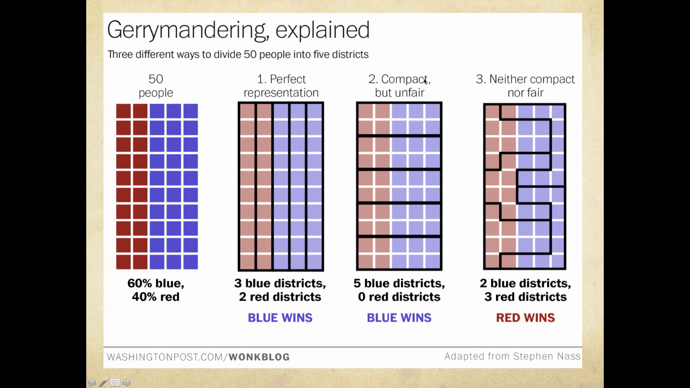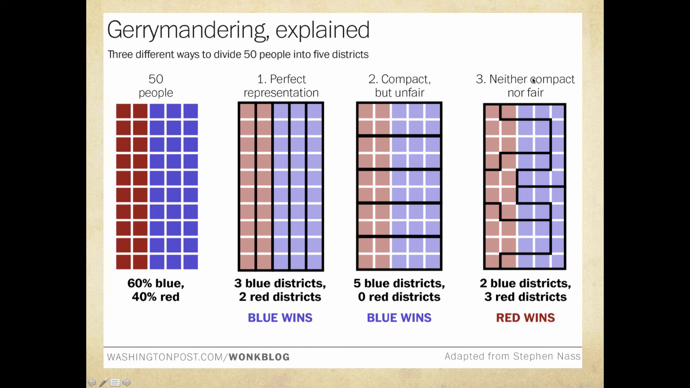Now there's the term compact that is brought up in this discussion, and compact refers to boundaries that are not convoluted. So these are compact, not convoluted districts, but it's still unfair because if you drew the districts in this way, each district would be electing a Democrat for Congress, and all 5 representatives in Congress would be Democrats, and it wouldn't be a fair representation of this particular state in Congress, and the Democrats would have more power in Congress than is a fair representation of the state.